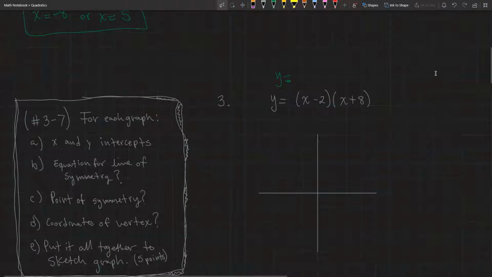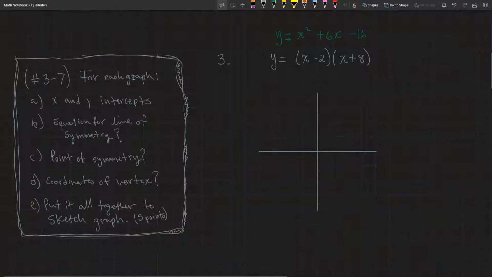Let's multiply this quickly in our head. We get x squared. The sum will be plus 6x. And then the product is negative 16. The two numbers multiply to a negative 16, and they add to a positive 6.